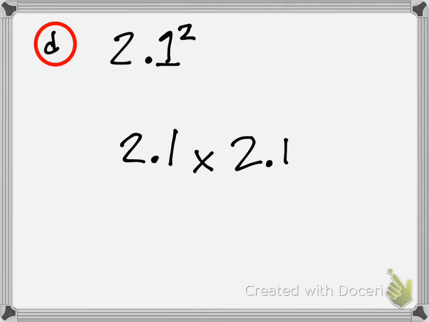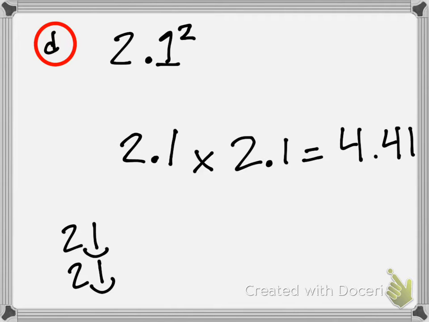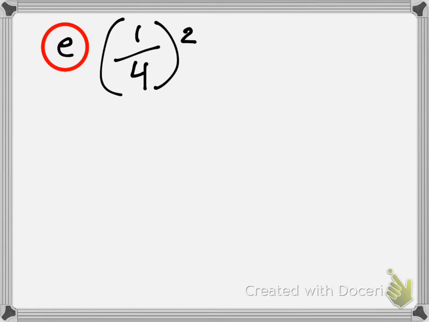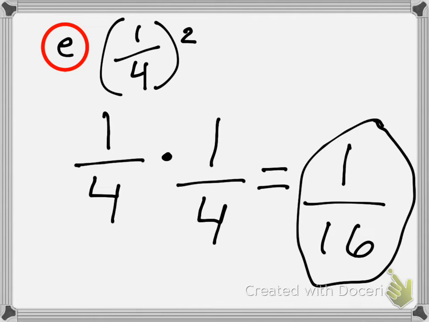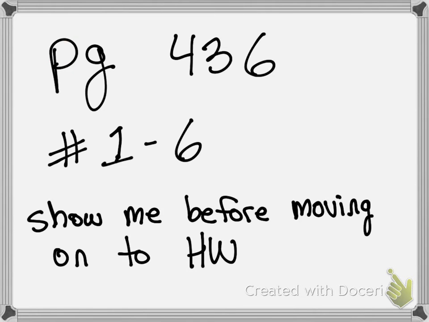It's 2.1 times 2.1. We already know how to multiply decimals. We could do this the easy way. 21, because we moved our decimals over, we move it back. Lucy, what is our answer? 4.41, 441 hundredths. Fernando's going to solve E. So Fernando is correct.